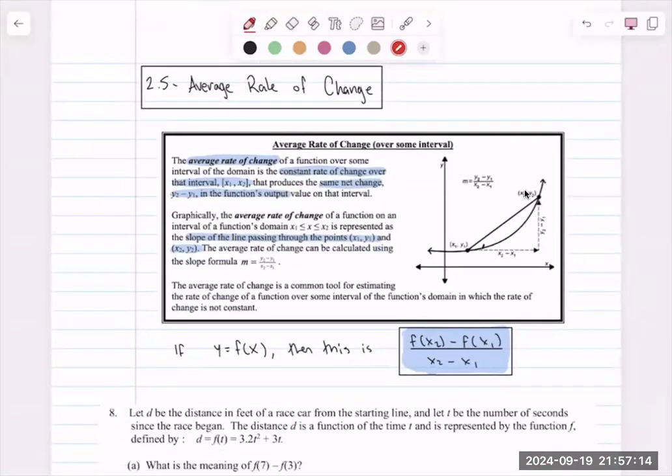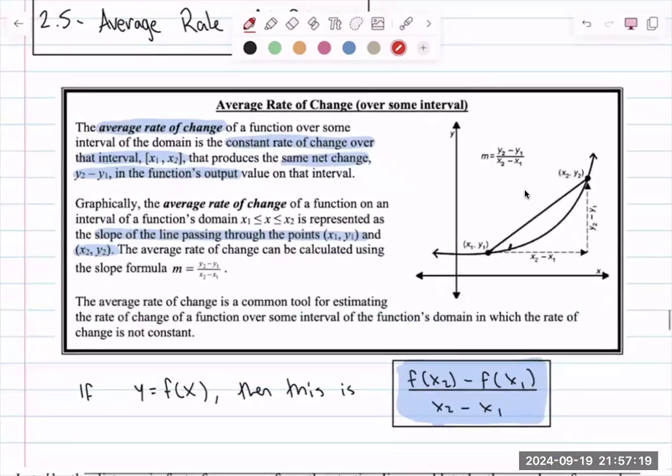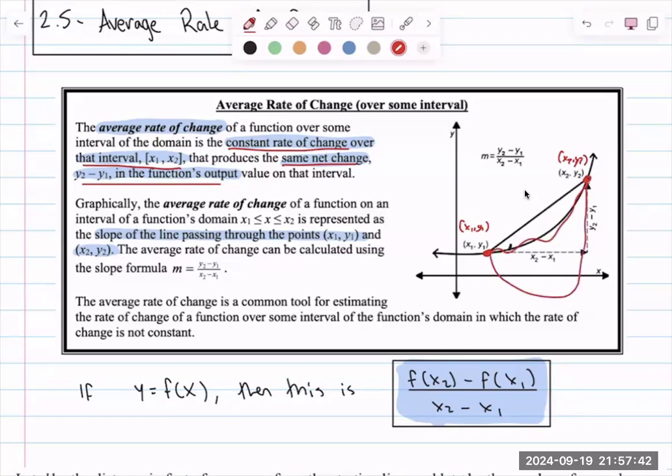So the book describes average rate of change of a function over some interval of the domain to be the constant rate of change over that interval x1 to x2 that produces the same net change y2 minus y1 in the function's output. Or in other words, let's take a look at this graph. If we have these 2 points, x1, y1, and x2, y2, then no matter what our function is, it could be this, it could be this, our average rate of change is just the slope of the line connecting these 2 points.